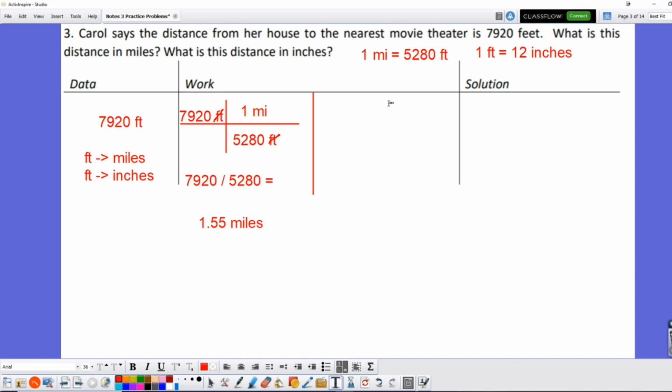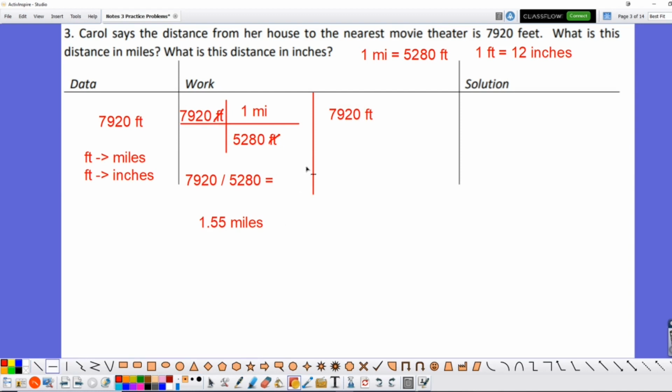So the second part of the question is, what is this distance in inches? I'm going to go ahead and start off my bridge problem like before. I'm going to write down my number that I'm starting with, 7,920 feet. Let's go ahead and draw in a bridge here.